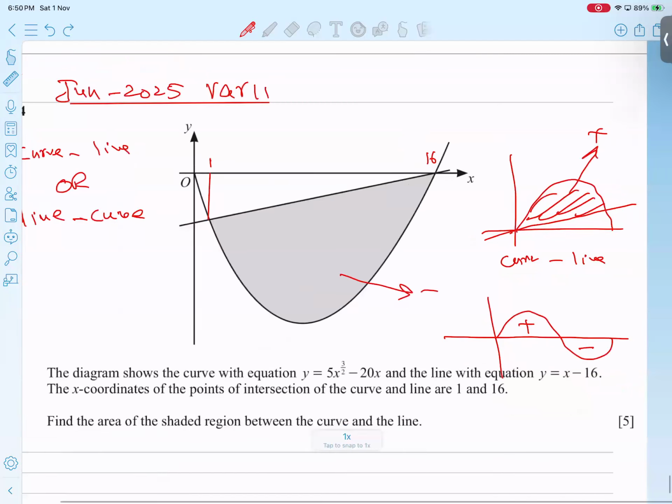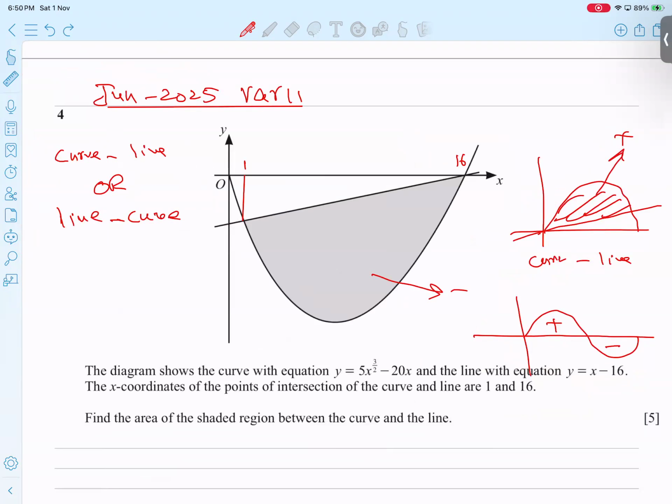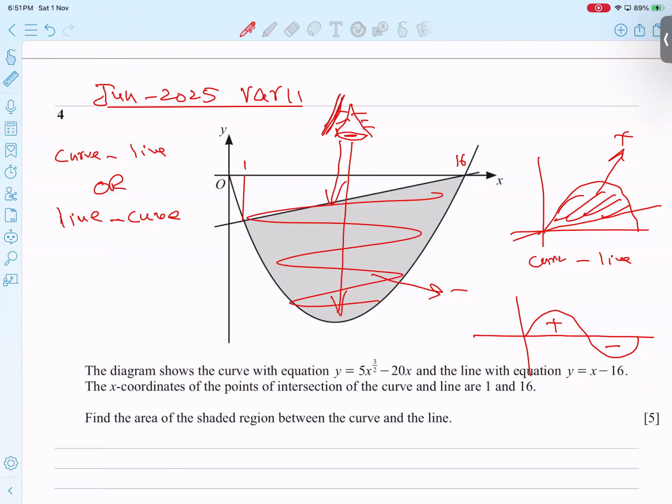But if the question comes, how to plan it: line minus curve or curve minus line? The general question is whether the area under the curve is more or the area under the line is more. Common sense says the curve is more. Your observer's eye is here, so the curve is farther away and the line is closer. The farther part has more area and the closer part has less area. I think the approach is very clear: curve minus line is the right approach.